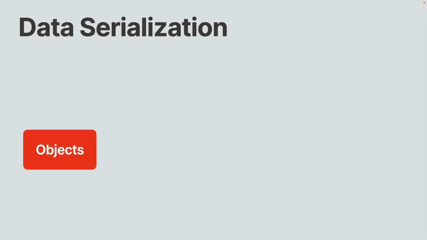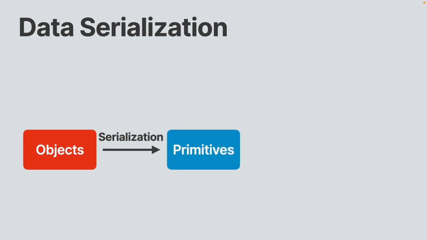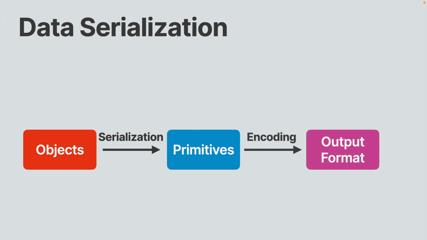An object that exists in a program's memory consists of binary data that a computer can use directly. Serialization is the process of reducing an object to its primitive contents like numbers, strings, or arrays in a manner that preserves its structure. Encoding a serialized object is the process of converting its primitive contents to an output format by following a specific set of rules.